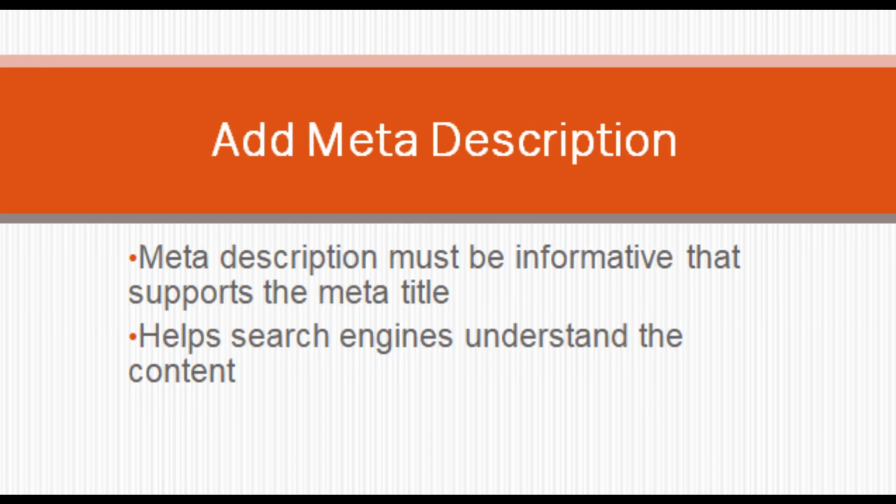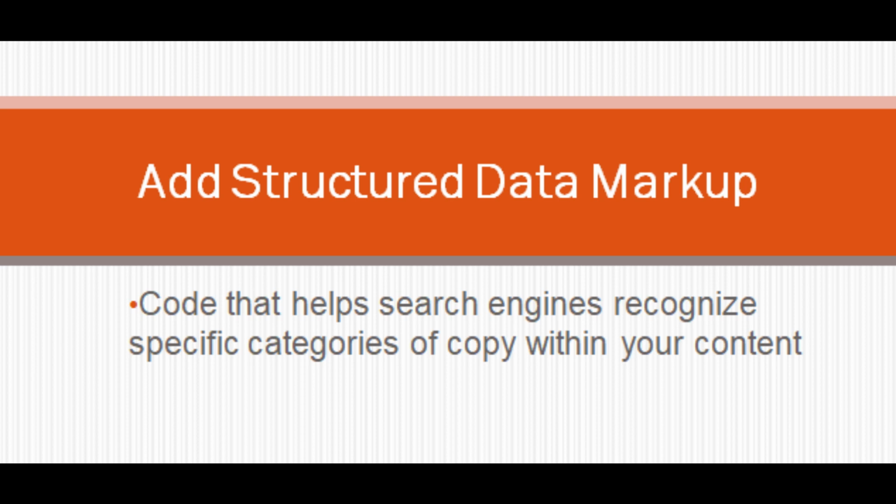Add an appealing meta description. A meta description must be informative and support the meta title. It also helps search engines understand the content and is displayed on the search engine result page. Add an optimized meta description that has fewer than 320 characters. Include the primary keyword near the front of the description and include a soft call to action encouraging readers to click.